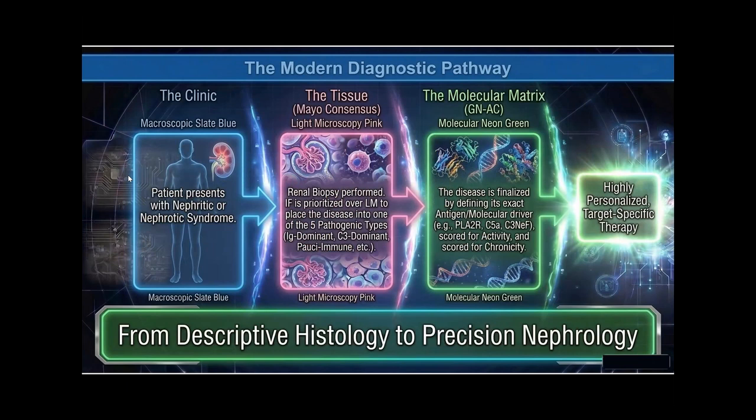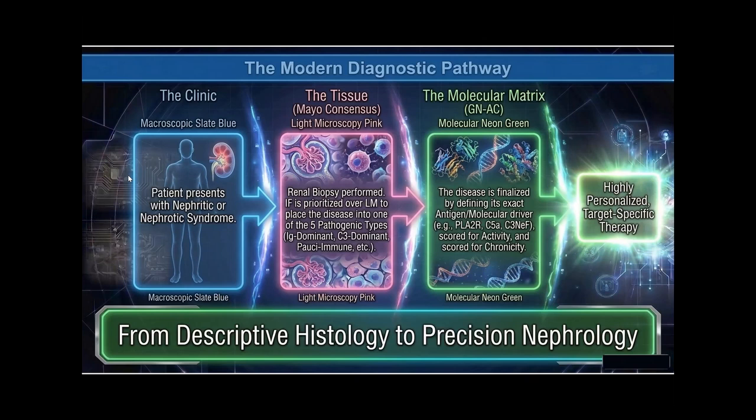One is the clinical parameter, macroscopic: that is, the patient presents with nephritic or nephrotic symptoms, depending on the proteinuria. Whether he has only heavy proteinuria, or he has got cellular elements also associated with that, decides whether it is nephritic or not.